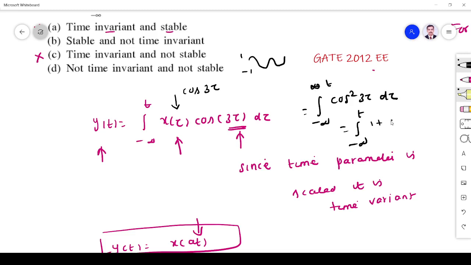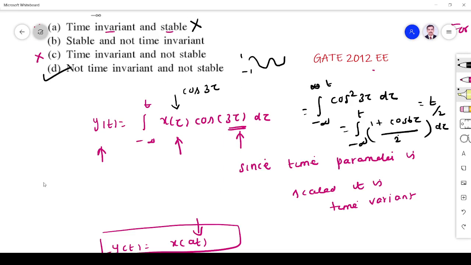Which is (1 plus cos 6 tau) by 2 d tau. So if I integrate, surely the answer will become infinity, because it will become the integral of 1/2, which is t by 2. So t by 2, when I substitute t equal to infinity, it will become infinity. So it is unbounded. So it is not stable. So it is not time invariant and it is not stable. So option D is the right answer.